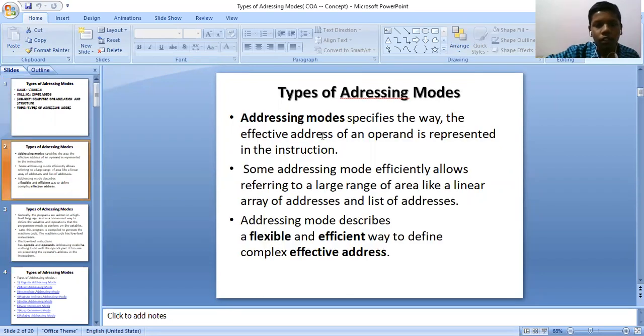Addressing modes specify the way the effective address of an operand is represented in the instruction. Some addressing modes efficiently allow referring to a large range of area, like a linear array of addresses and a list of addresses. Addressing mode describes a flexible and efficient way to define complex effective addresses.